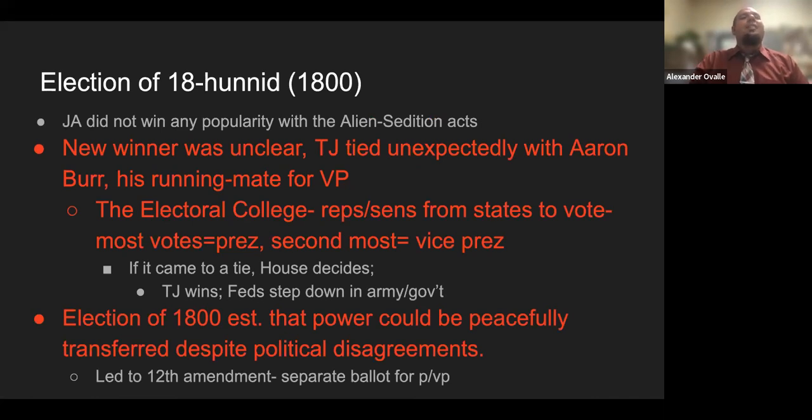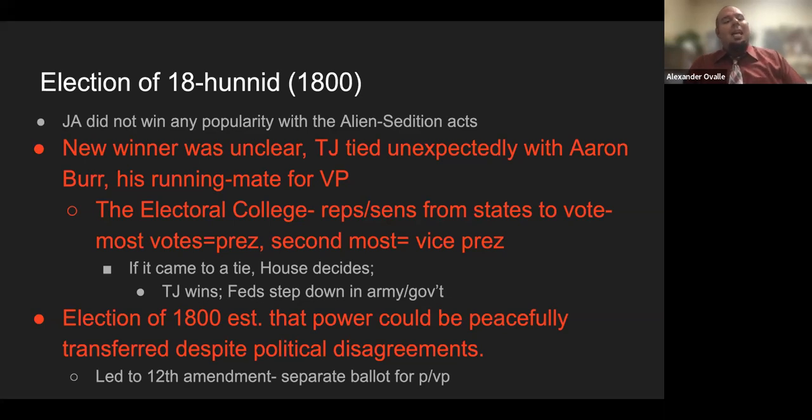So the election of 1800, you could call it the Revolution of 1800. I'm not going to call it that, but some books do. John Adams did not win any popularity with the passage of the Alien and Sedition Acts. The new winner, however, was unclear. Thomas Jefferson unexpectedly tied with Aaron Burr, his actual running mate for vice president. As we know about Aaron Burr, you know what he did.